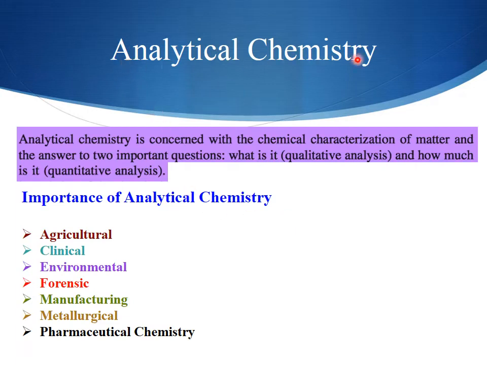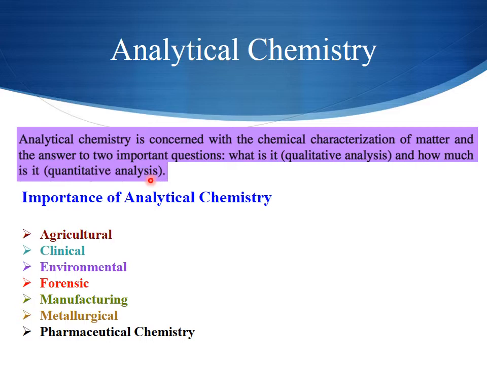So, what is analytical chemistry? Analytical chemistry is concerned with the chemical characterization of matter and the answer to two important questions. What is it? Which we will deal with in qualitative analysis. And how much is it? Which is concerned with quantitative analysis.